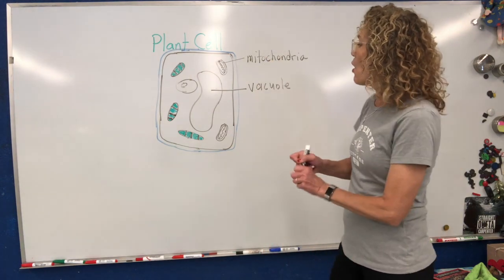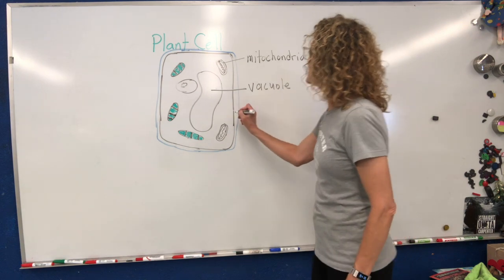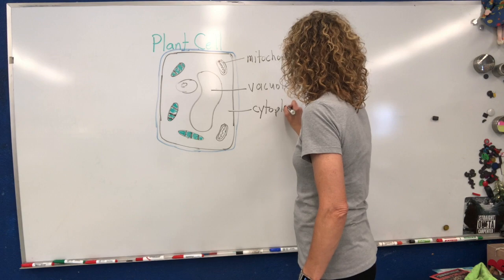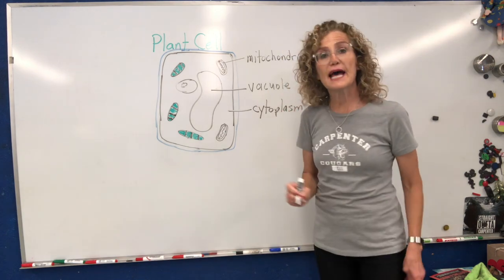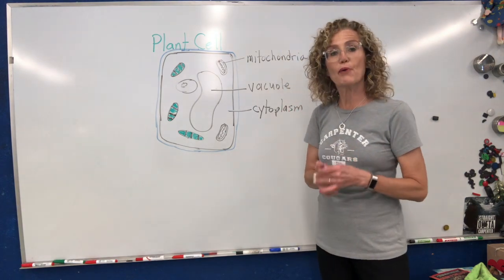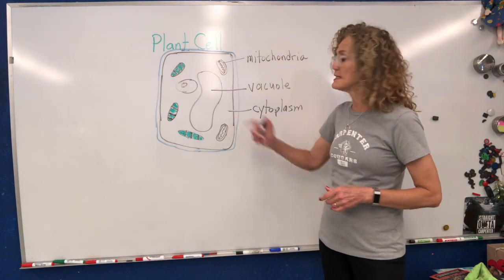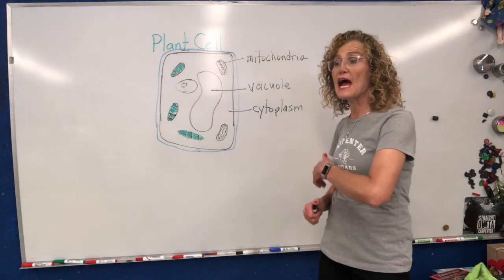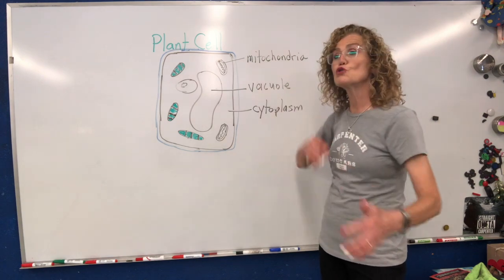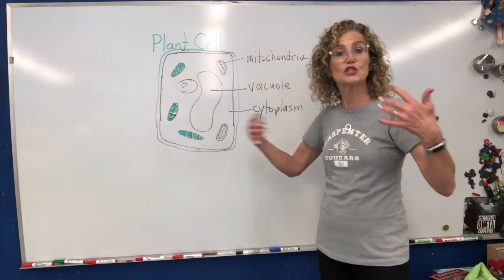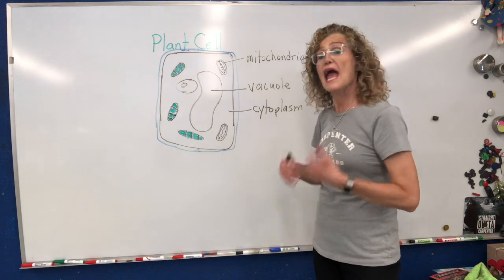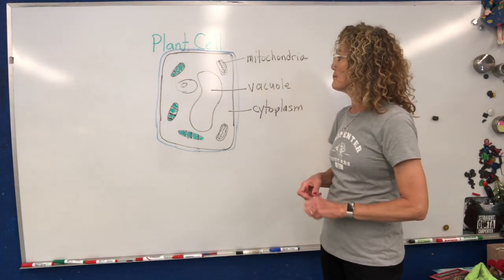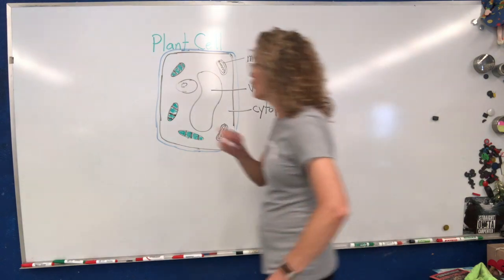All right, now also we have the cytoplasm. The cytoplasm is the part of the cell that's kind of like the circulatory system, right? It moves the nutrients and the oxygen around the cell, and it also removes waste, right? So the cytoplasm.